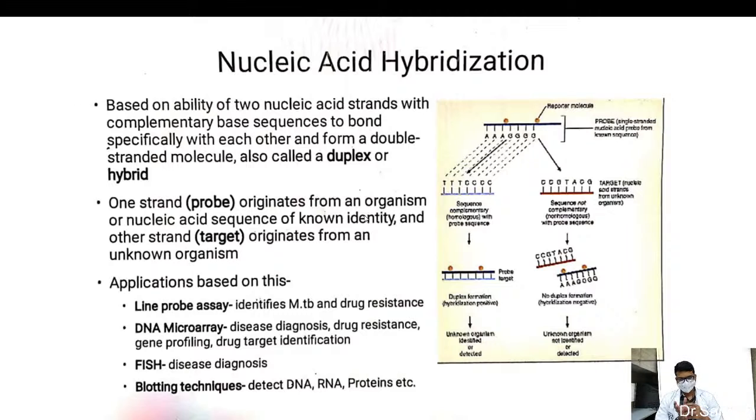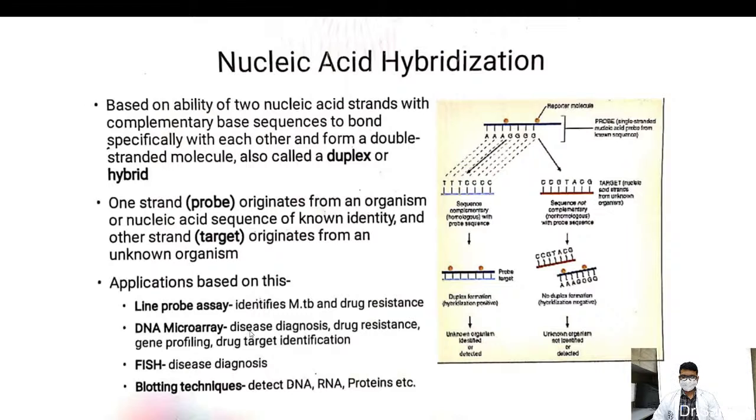So for example, if we have a sample with unknown etiology or with an unknown organism, these known probes, if they are sent into that, will go and bind the complementary sequence. If the complementary sequence binding happens, then we can see the fluorescence that gets originated. With that, we can say that it is used in detection. So the applications based upon these are the line probe assay, which identifies Mycobacterium tuberculosis and drug resistance.